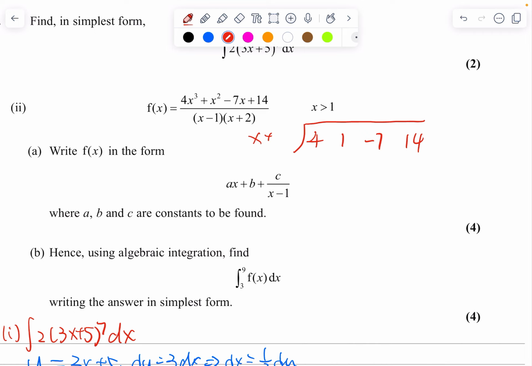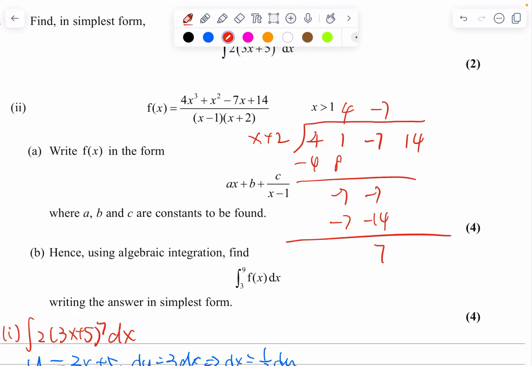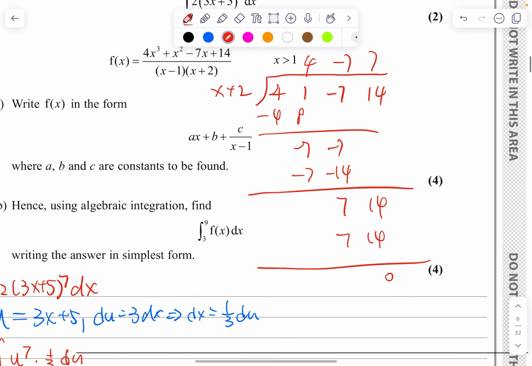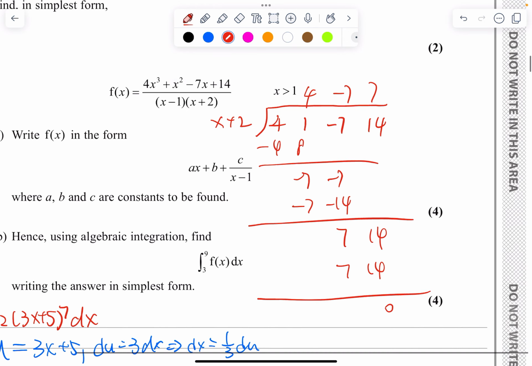Nah, let's do x plus 2. Then this will be a 4 over here. This would be 4 and 8 minus this, -7. Then that means this is a -7, right? So -7, -7, and then -14. This would be 7. And then we have to do 7, 14 again. 0, okay? This is the step for long division.